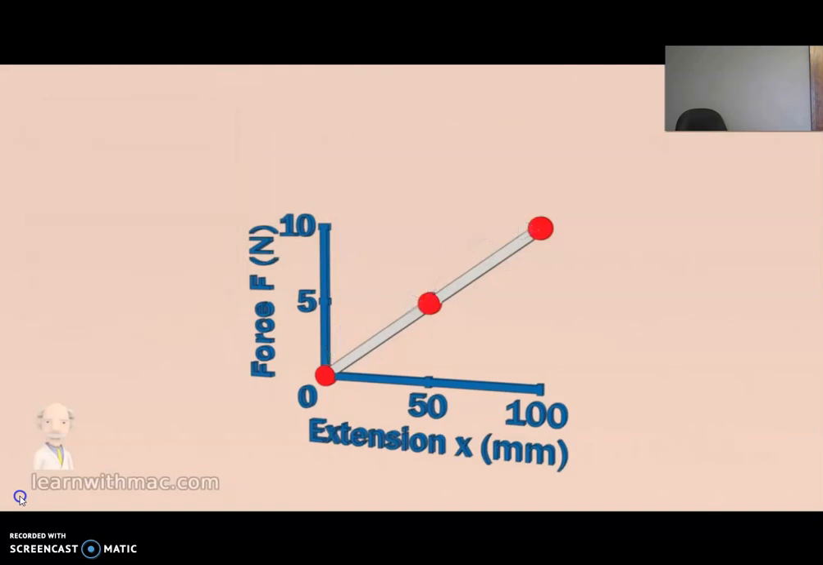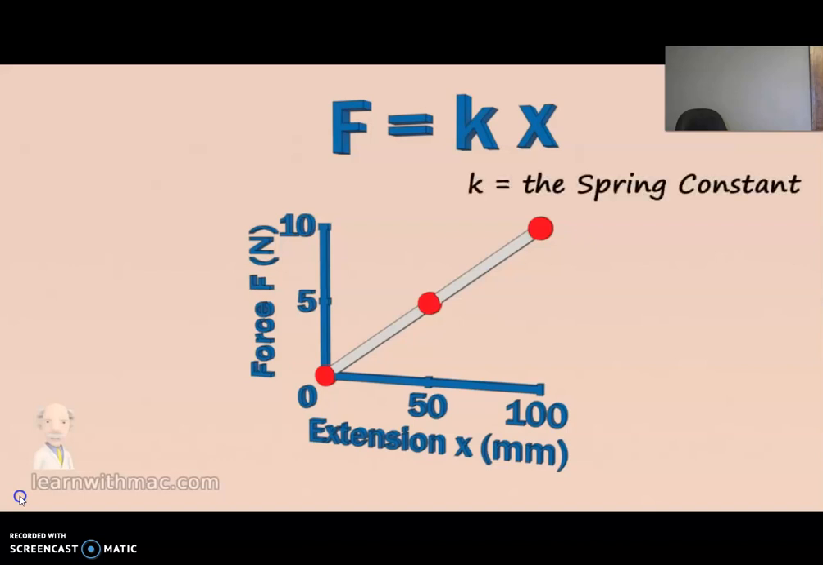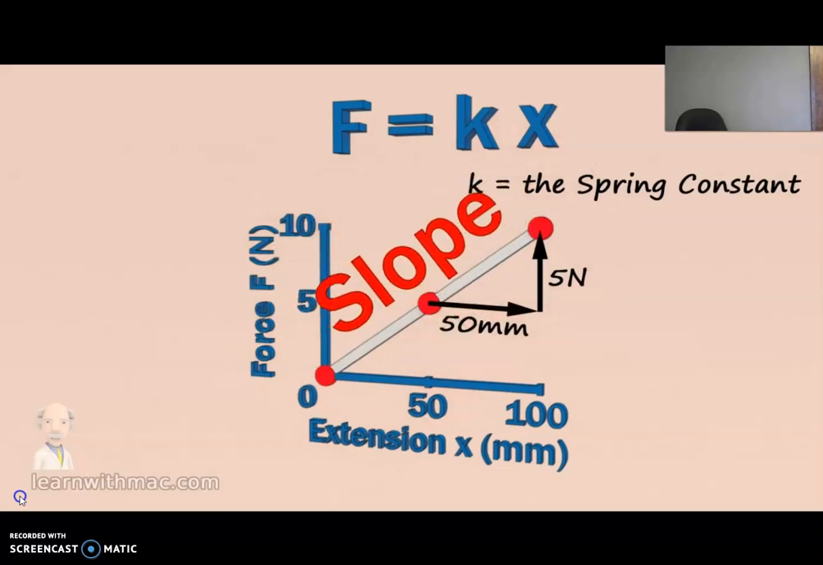As Hooke's law is a straight line, we may express this mathematically as the applied force F equals a constant K times the spring extension X. The constant K is known as a spring constant and is the ratio between the change in spring force for a change in spring extension. Mathematically, it is the slope of the line in the graph, and it is a unique property of each spring. So you can calculate the spring constant by calculating the slope of the line.